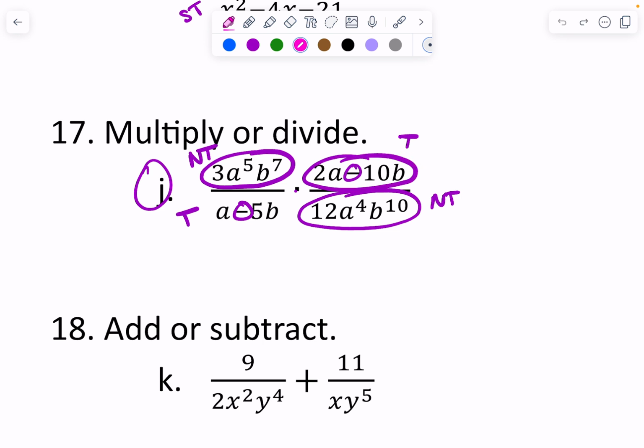Like this one right here, I can pull a 2 out. And left over is a minus 5b. Oh, but look at that. A minus 5b and a minus 5b. That entire thing is gone.